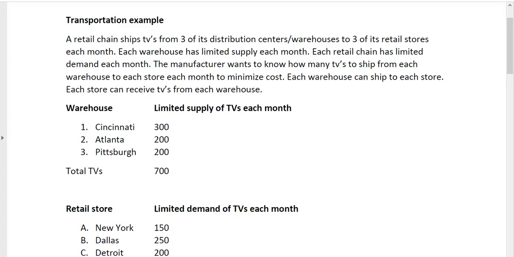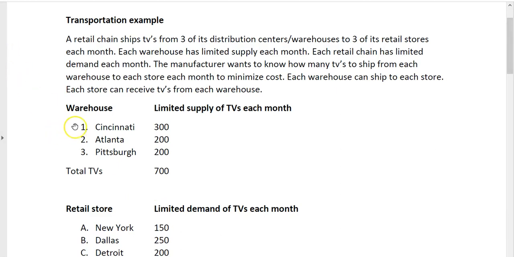A retail chain ships TVs from 3 of its distribution centers, warehouses, to 3 of its retail stores each month. Each warehouse has limited supply. Each retail chain has limited demand. The manufacturer wants to know how many TVs to ship from each warehouse to each store to minimize cost. Each warehouse can ship to each store. Each store can receive TVs from each warehouse.